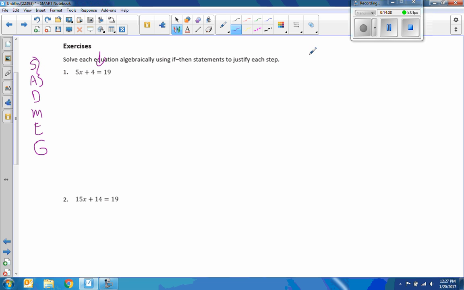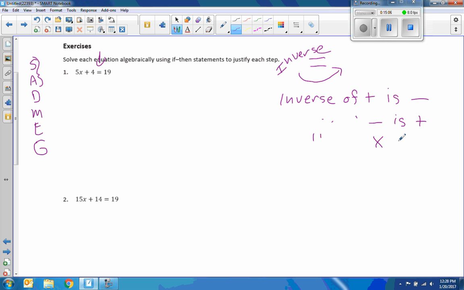Okay? So my whole emphasis on equations is when you have an equal sign, to get from one side to the other, we do the inverse. The inverse of addition is subtraction. The inverse of subtraction is addition. The inverse of multiplication is division, and the inverse of division is multiplication. There are more, but that's higher maths, so we're just going to stop with these four operations.